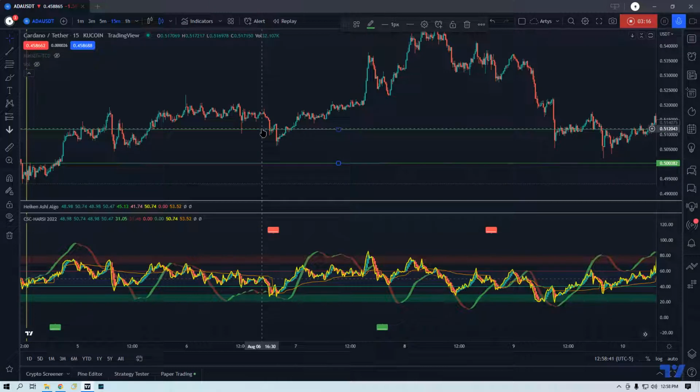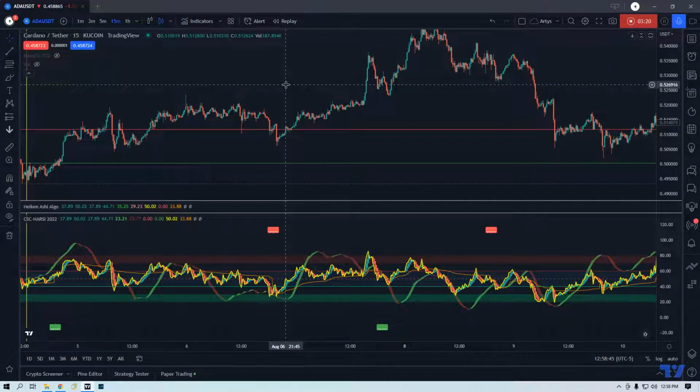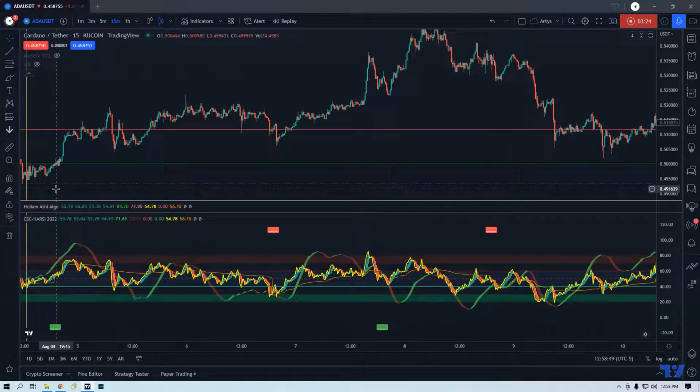Since this one was resistance, I'm going to color this one red just for the purpose of the video. You don't have to do it. I like keeping mine all green. I just want to see what it's doing. Now, you can see this was support. This one, even though it's resistance, it turned into support. This is why I don't really color them, but I just want to keep it significant.